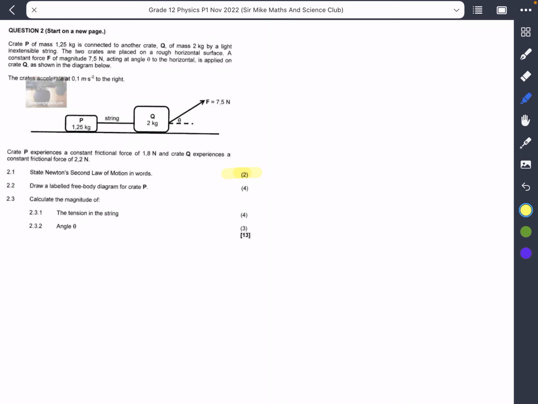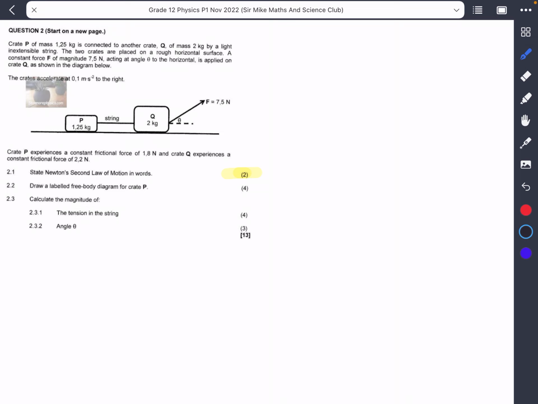If we look at crate P, we notice that of course we have the tension acting on that object. But what else do we know? They say that the box is pulled on a rough horizontal surface. Since that's a rough horizontal surface, there is also friction acting on that object. Another force acting on the object would be the normal force, which is always perpendicular to our surface, and we would also have the force of gravity.